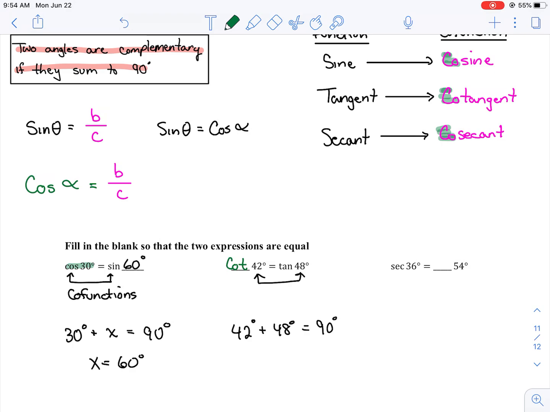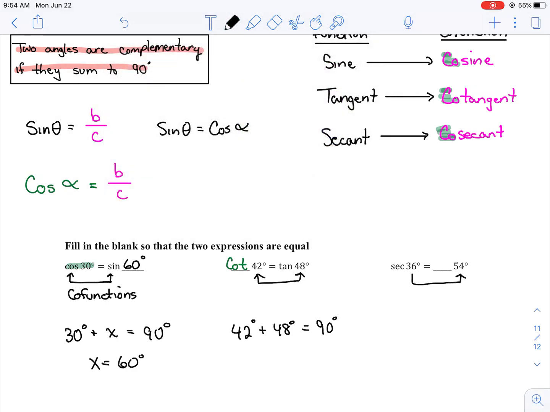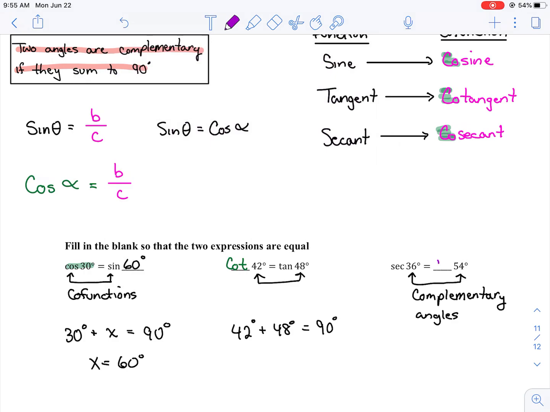Last example. Secant of 36 degrees is equal to blank of 54 degrees. So like the previous problem, these are complementary angles. So if we want equality, we want to find the cofunction for secant. And in this case, that is cosecant. So that is equal to the cosecant of 54 degrees. And that is the complementary angle theorem in a nutshell.